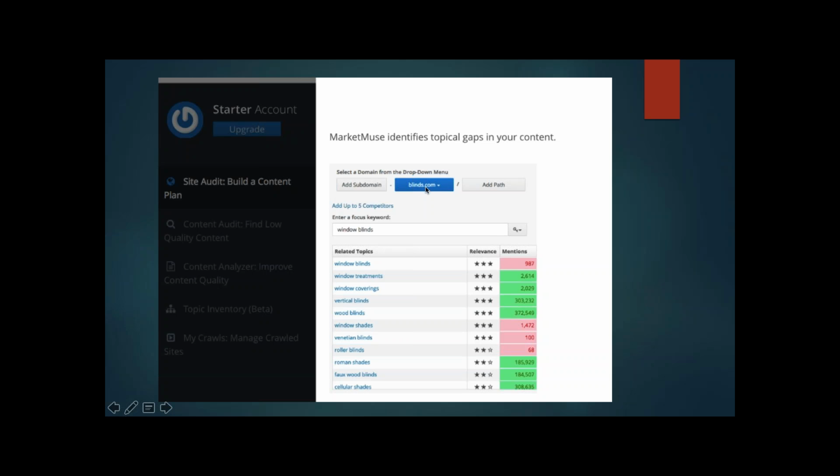In this case, this is a huge site, blinds.com. And look at how many times some of these words occur. Vertical blinds, I mean, that's a crazy number.